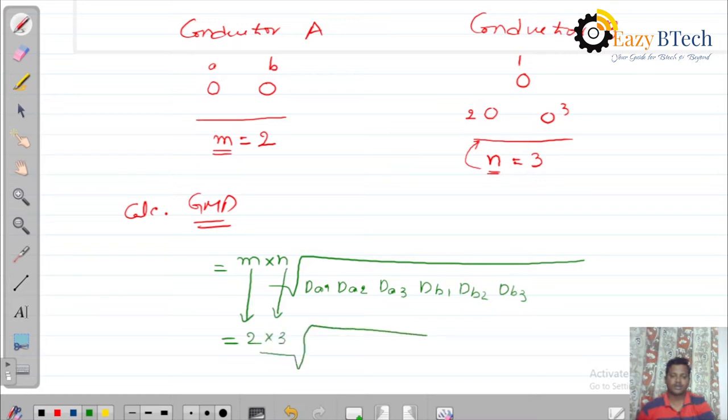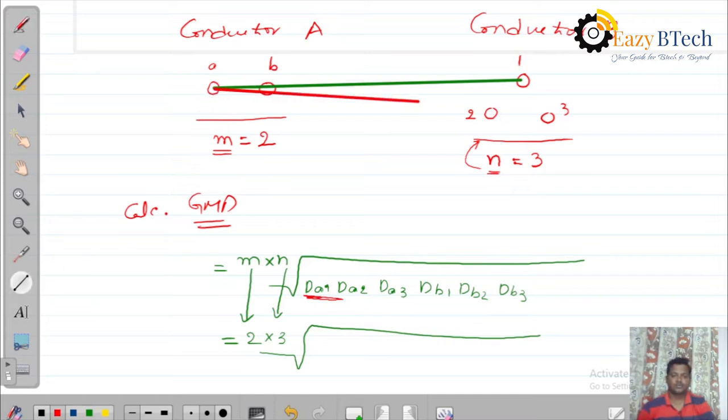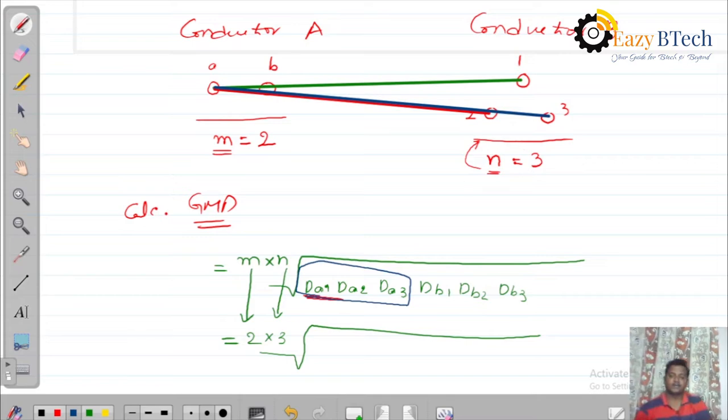So it is the 2 into 3 root of the distances. The first distance is from conductor A to 1, the next distance is conductor A to 2, and the third distance is conductor A to 3. We have to write the distances from conductor A to the remaining subconductors of conductor B. That is the first term.